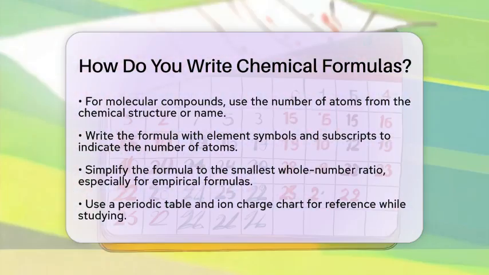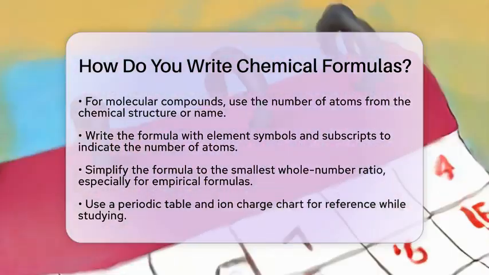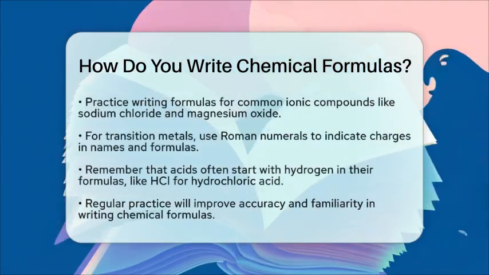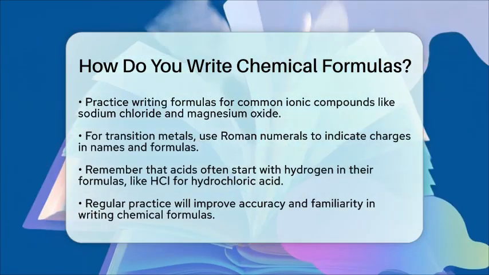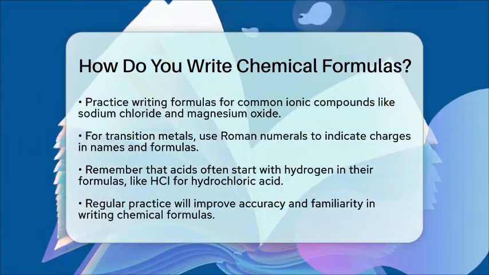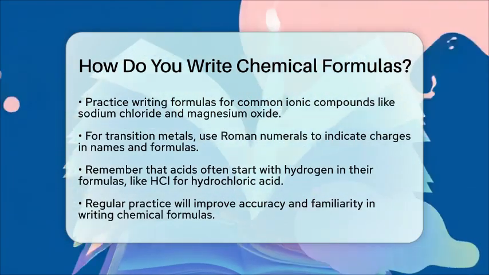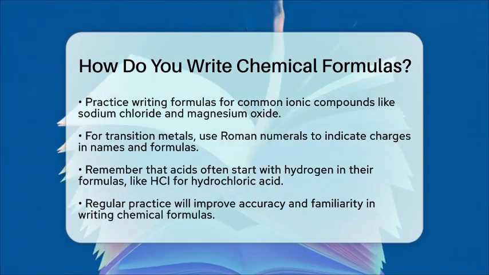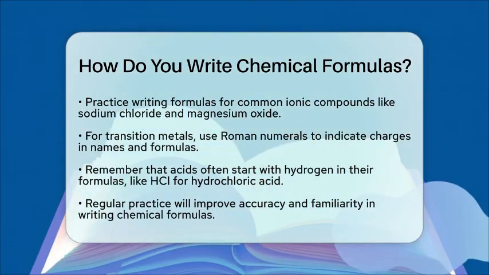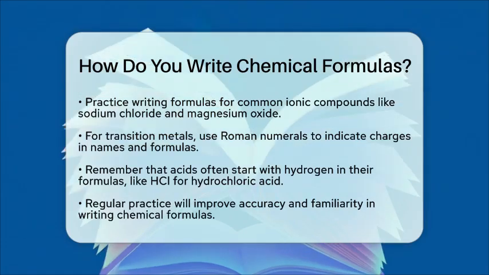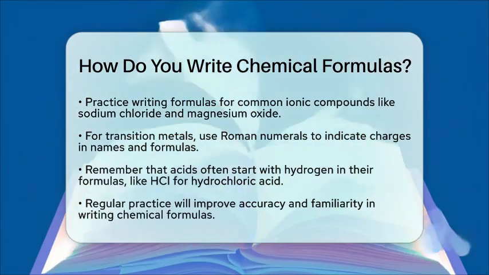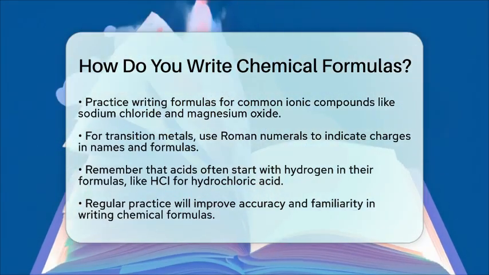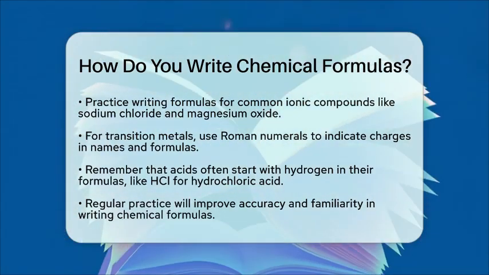As you prepare for your Regents Chemistry exam, remember to always use a periodic table and an ion charge chart. Practice writing formulas for common ionic compounds like sodium chloride, magnesium oxide, and potassium nitrate. For transition metals that can have multiple charges, use Roman numerals in names and write formulas accordingly. Understanding exceptions is also key. For example, acids often start with hydrogen in their formulas, like HCl, hydrochloric acid.